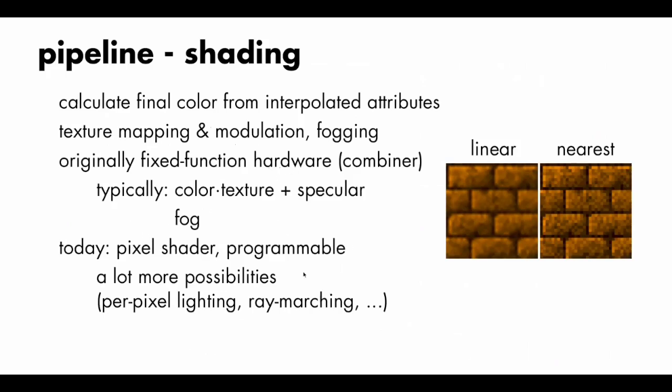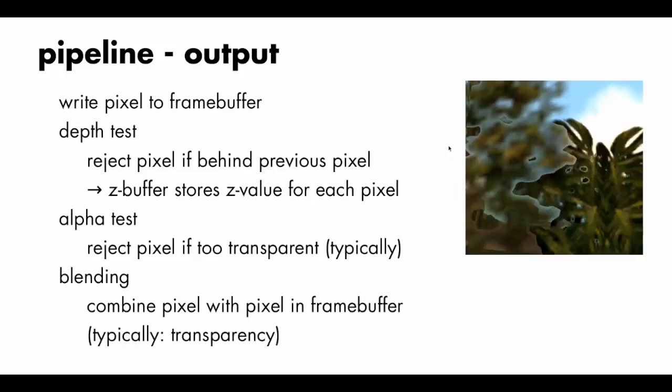Today, we have pixel shaders, which are programmable, and there's a lot of stuff you can do with them. You can even do lighting on a per pixel basis. But typically, like originally in the PS2 days, the sort of stuff that you would like to do is modulate the color with the texture and add maybe specular lighting and also do fog of distance sort of stuff. Okay, here's just an example, which I'm sure everyone is familiar with: linear versus nearest texture mapping, or filtering, actually.